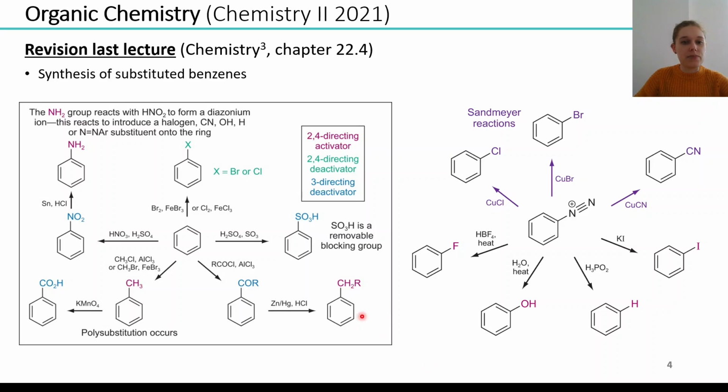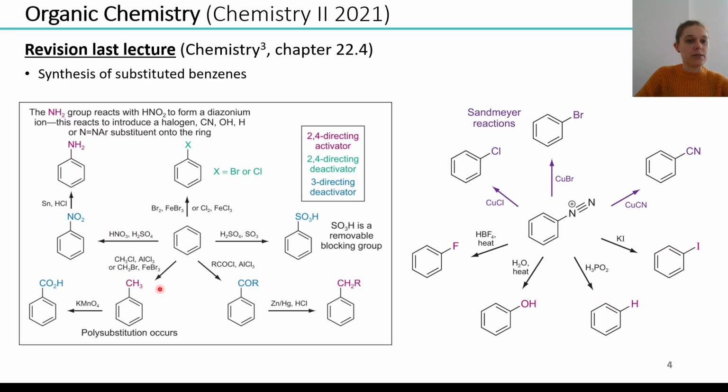And here we can see some examples. So for example, if we start with benzene and we perform a halogenation, then we introduce a 2,4 directing deactivator as substituent. Conversely, if we perform a sulfonation, we will introduce a 3 directing deactivator. If we perform a Friedel-Crafts acylation, we end up with also a 3 directing deactivator. If we then make a transformation by a reduction, we end up with a 2,4 directing activator.